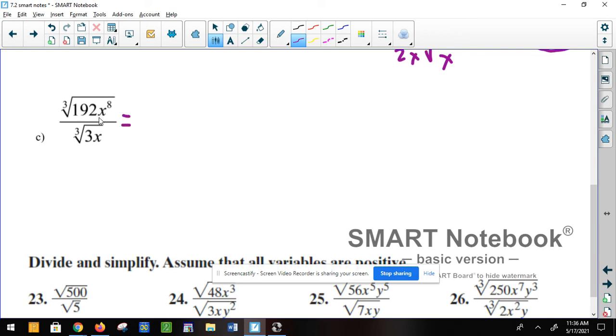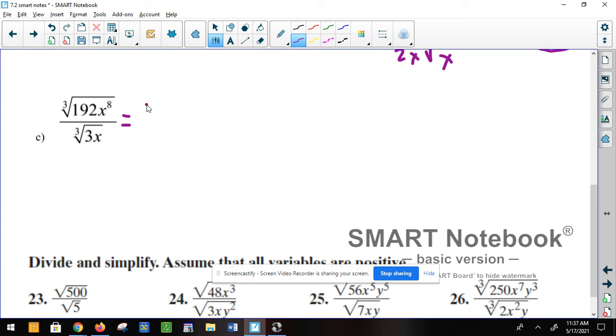So divide first. 192 divided by 3 is 80. Let me work it out on my calculator, sorry. All right, 64. I don't know why I can't come up with that on my own.